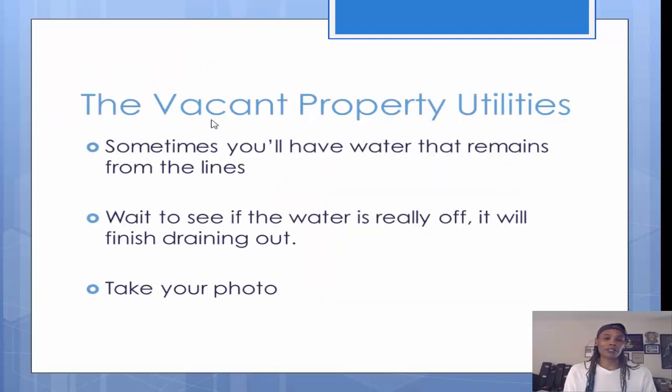All right, so here are just a few little tips, and I just kind of covered that a minute ago, but sometimes you'll still have water that remains in the lines. So when you turn the valve on, you want to wait momentarily to see if it finishes draining out. If it finishes draining out, then you know that the water is really turned off. However, if it constantly keeps running, then obviously the water is turned on. In either one of those situations, you want to take your photo. Go ahead and take a photo to prove that the water is off, and take your photo to prove that the water is on.